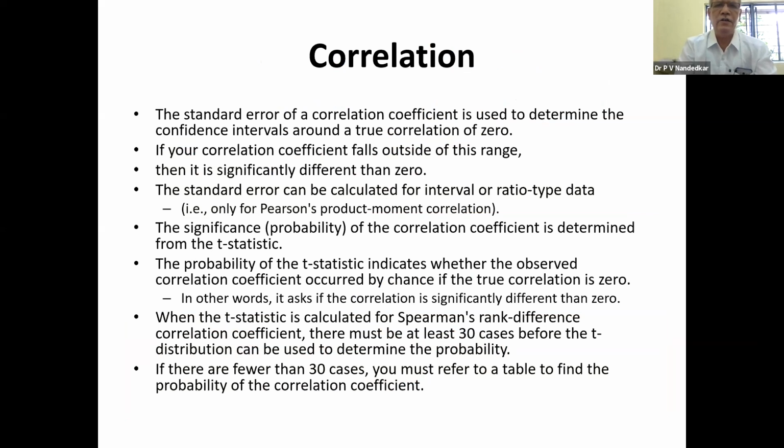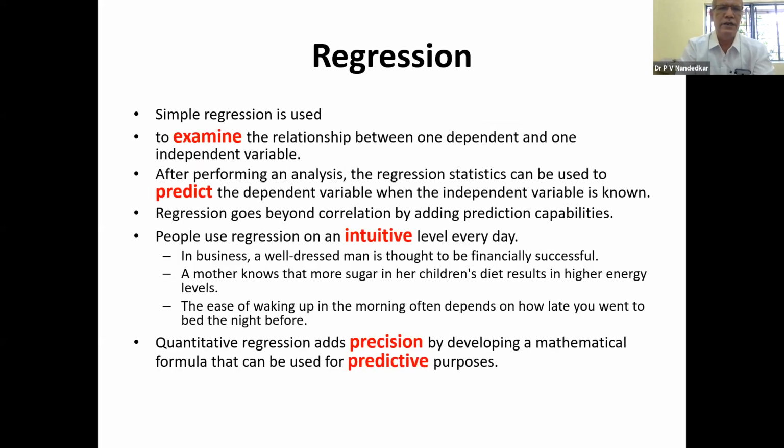The standard error of the correlation coefficient is also used to determine the confidence interval around the particular value of the true correlation coefficient which is to be tested, which is zero. Now, if we find a significant difference from the t-test, obviously we call it a non-zero correlation or significant correlation, and that can be tested using the t-statistic as indicated.